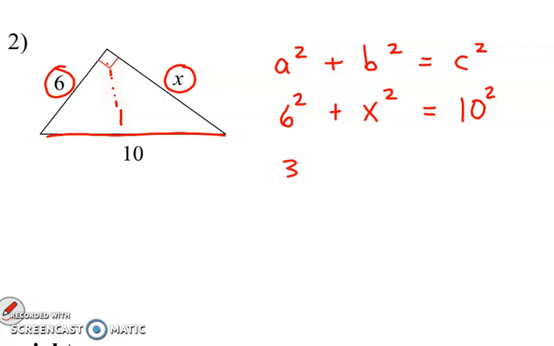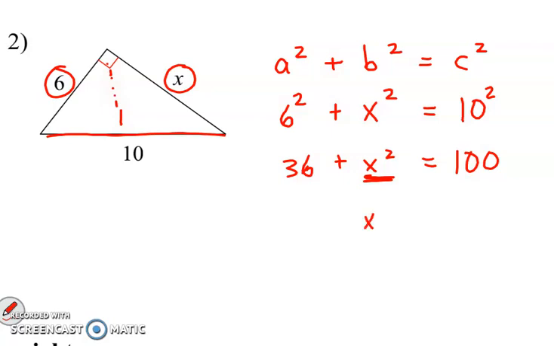So 6 squared is 36. Bring down the X squared. We can't simplify that yet. And 10 squared is 100. I want to try to get my X by itself. Right now I've got 36 added to it, so I'm going to subtract away 36 on both sides.